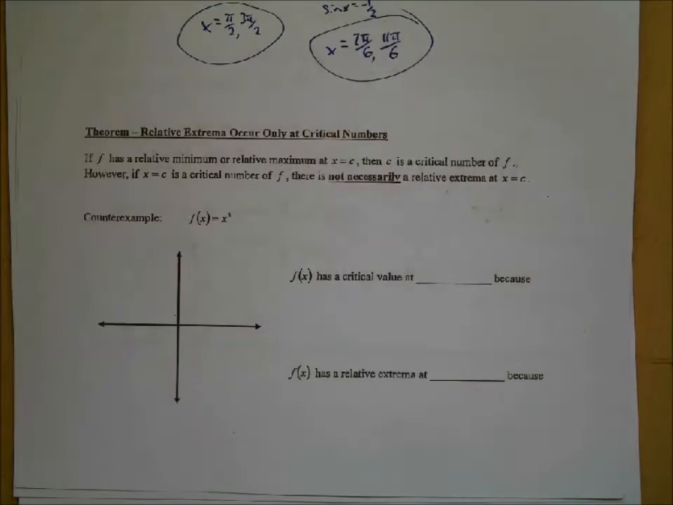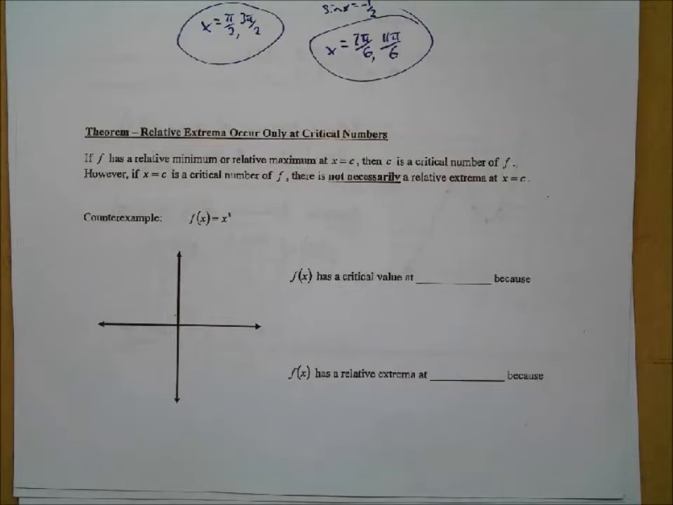It's kind of like that whole thing, every square is a rectangle, but not every rectangle is a square. Every relative extrema is a critical number of f, but not every critical number of f is a relative extrema. Relative extremas are like a specific subset of the critical numbers, and again, we'll talk about that later.